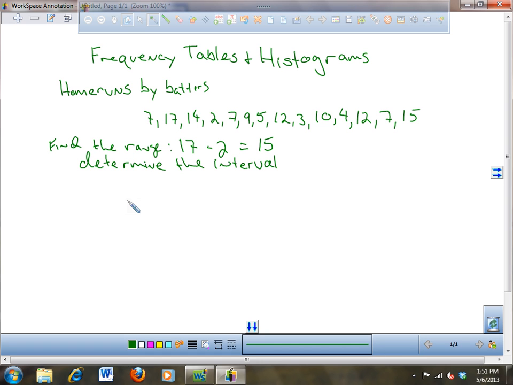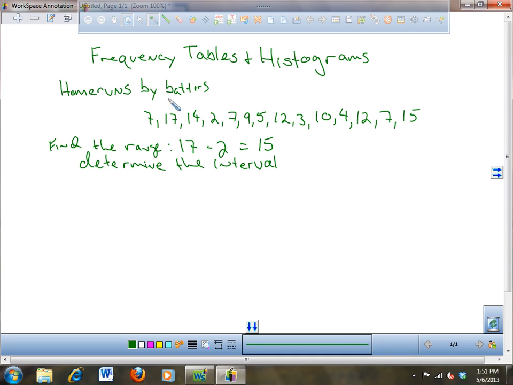Maybe like 5 in each. If I did 5 in each category, I'd start at 2, because I'd need 2, 3, 4, 5, 6. So 2 to 6, and then 7 to 11, and then 11 to 15. That would only give me 3.